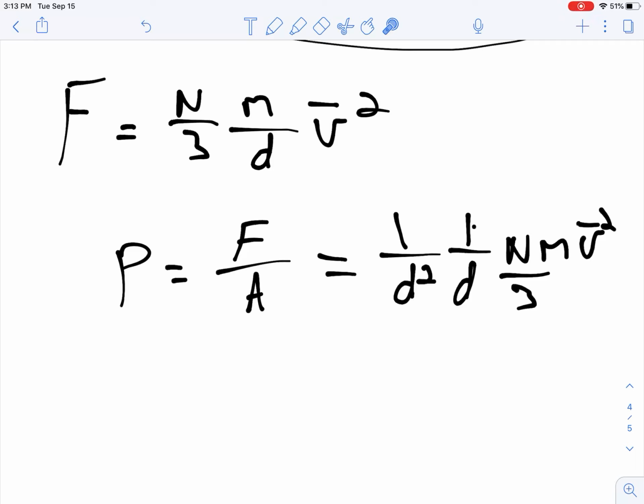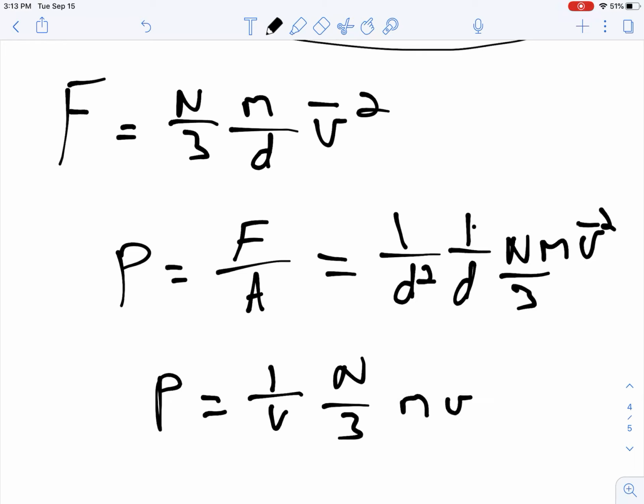Well, d squared and d, that's just going to be 1 over d cubed. 1 over d cubed is just the same as 1 over volume. So this should turn into, if I'm thinking of this right, 1 over the volume, n over 3, and then mv squared. If you guys remember kinetic energy, mv squared, we're getting really, really close to kinetic energy here.